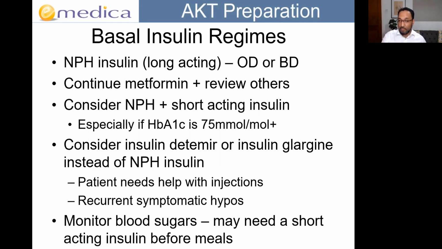And one of the things they're going to need to do if they're on an insulin regime is to regularly monitor their blood sugars, because some patients may then need a top up before meals. Other things that you want to learn about insulin is how to calculate how much to start them on. We'll cover that in one of the other courses.